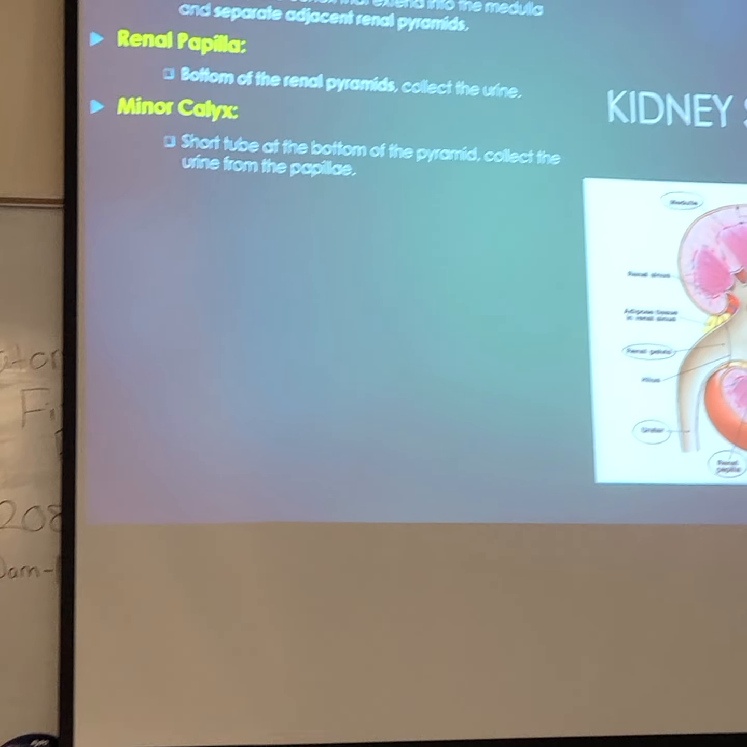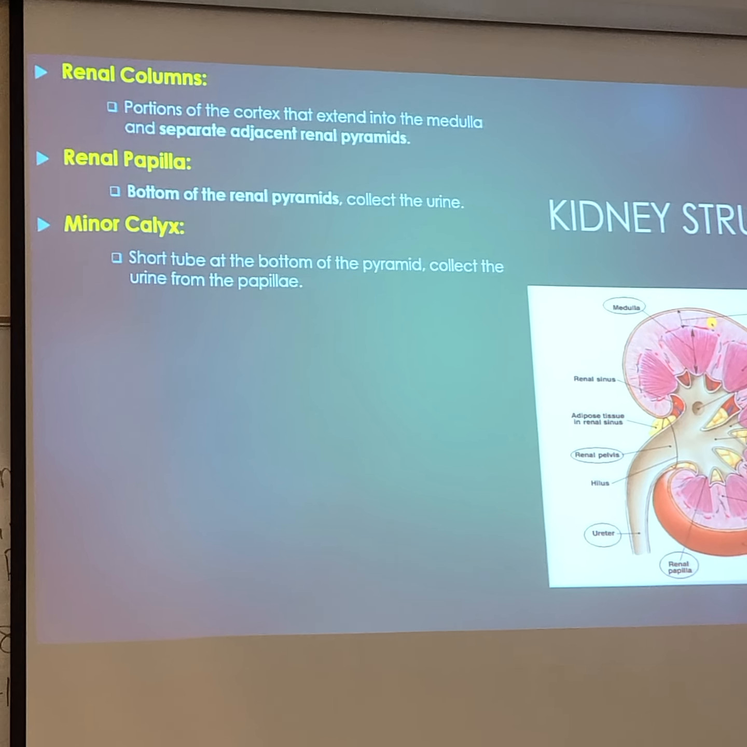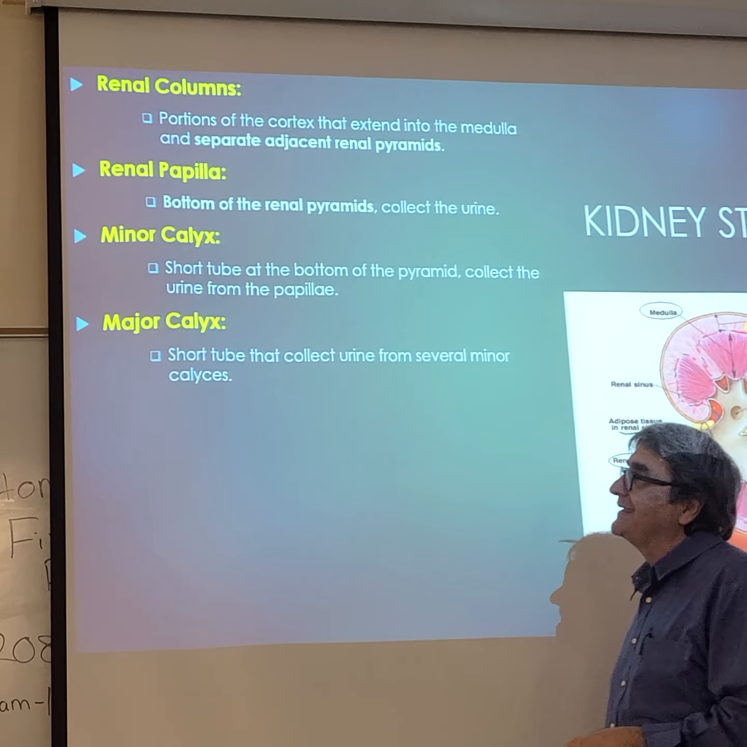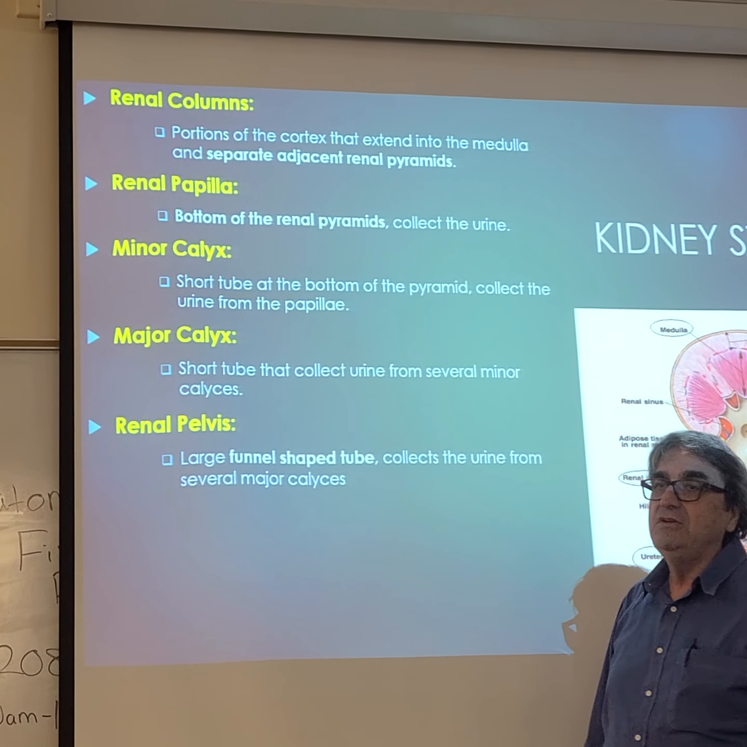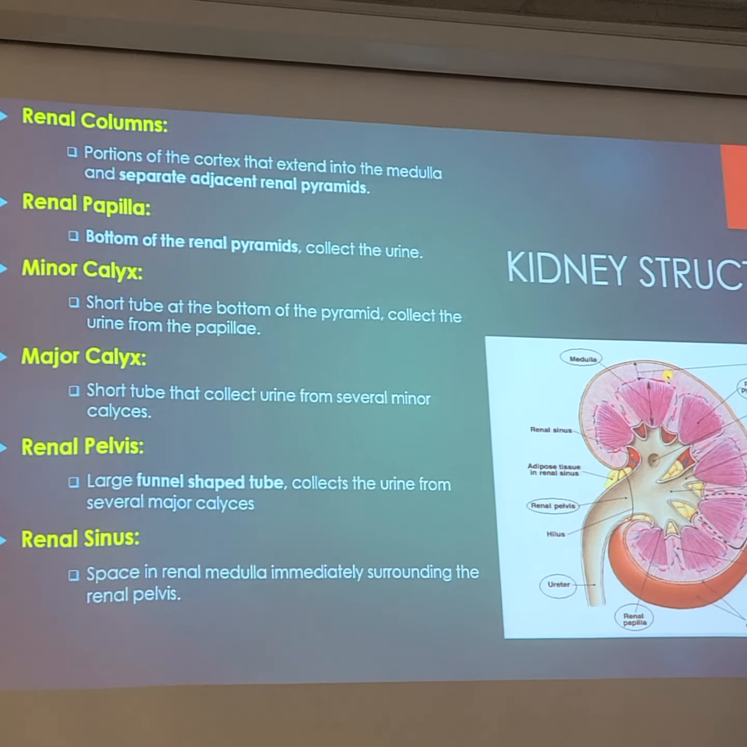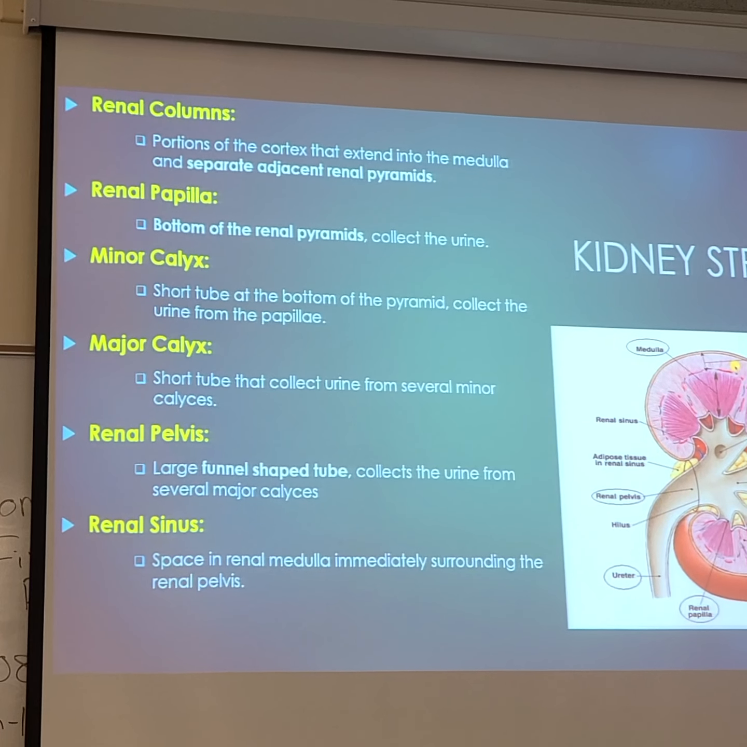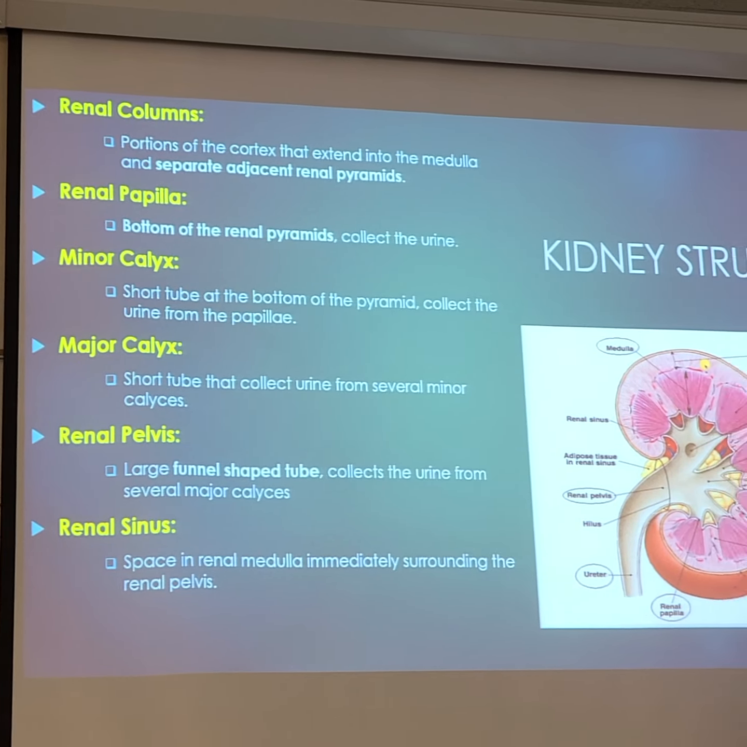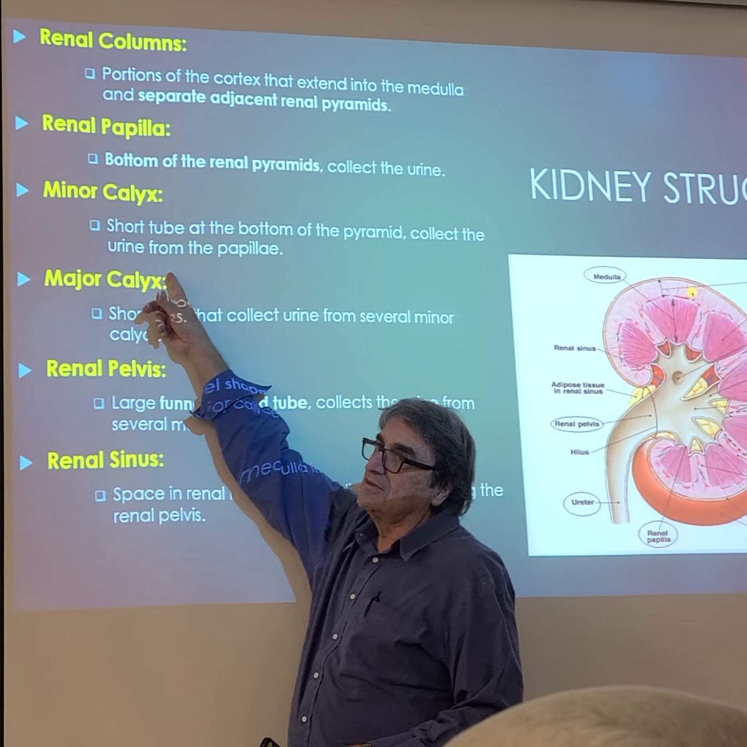Have two or more, 2, 3, 4, 5 of these coming together. These are all called the major calyx. And then you got renal pelvis, and I didn't write it on my chart here, but you should also know that that's the ureter down here. By the way, do you know why these are called calyx? Calyx means cup.